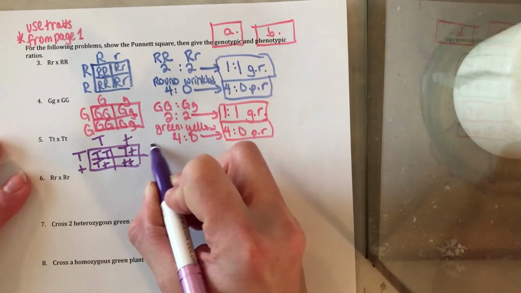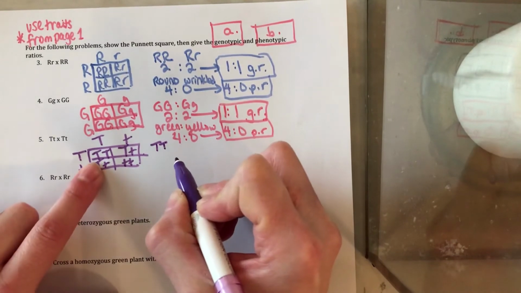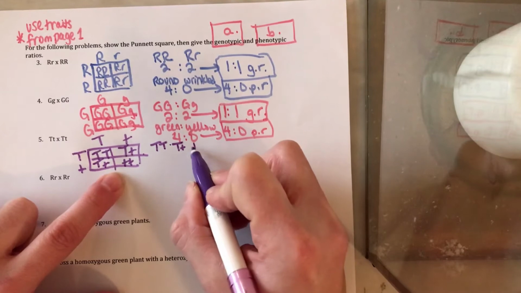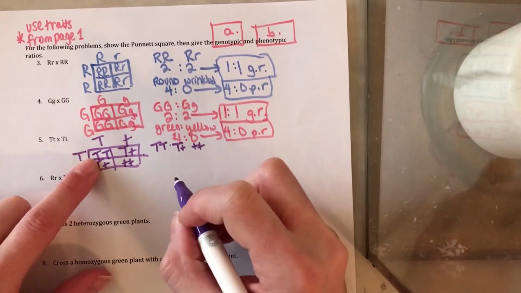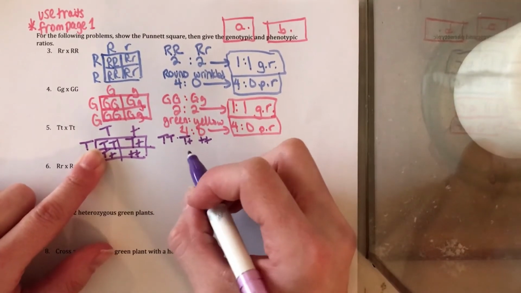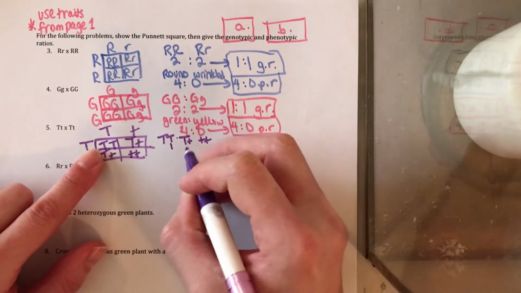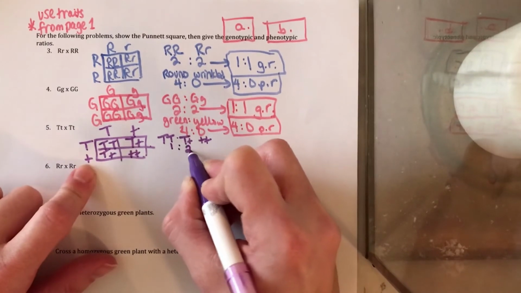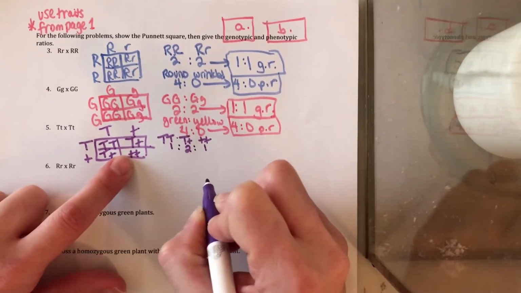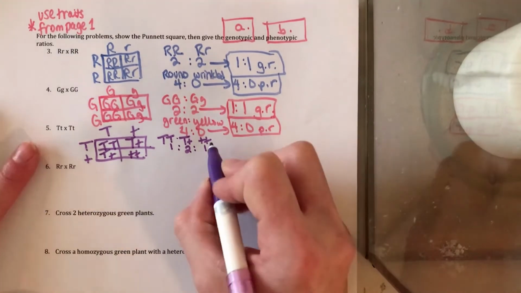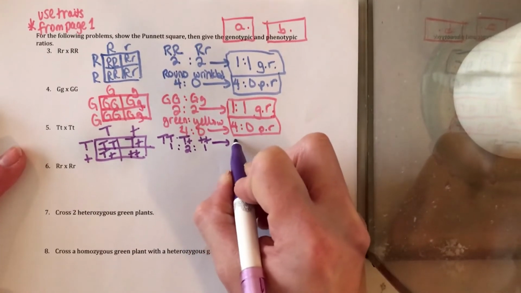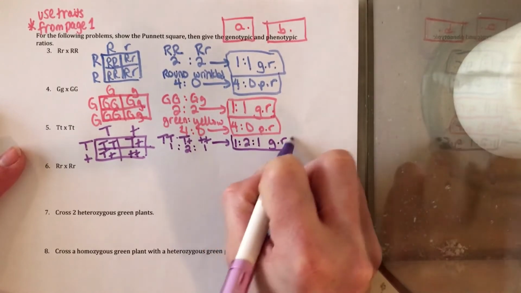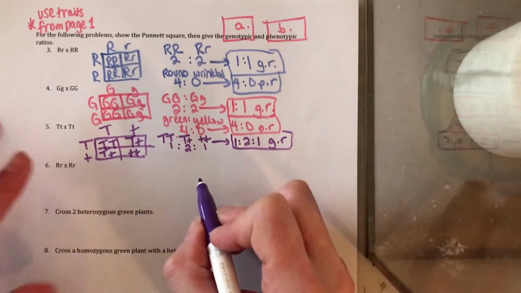So for genotype, I do have a possibility of homozygous dominant, I have the possibility for heterozygote, and a homozygous recessive. So overall, I could have one of big T, two possibilities for the heterozygote, and one possibility for the homozygote recessive. So overall, my genotypic ratio is 1 to 2 to 1.